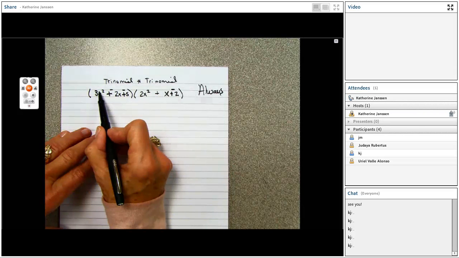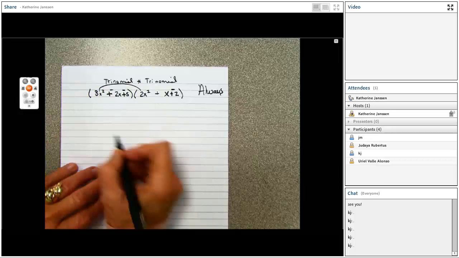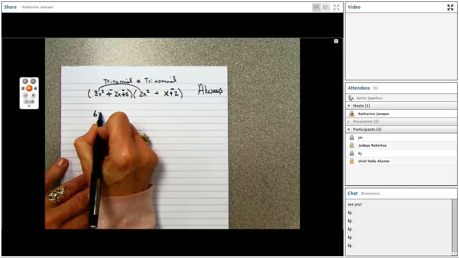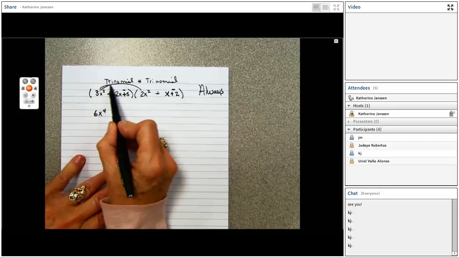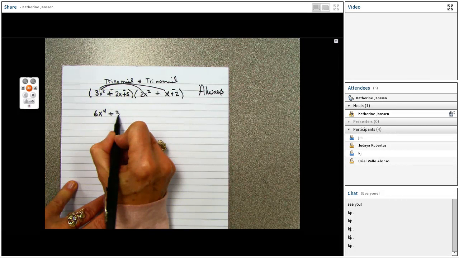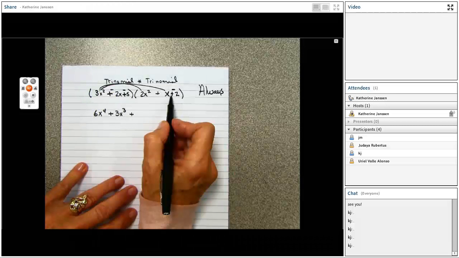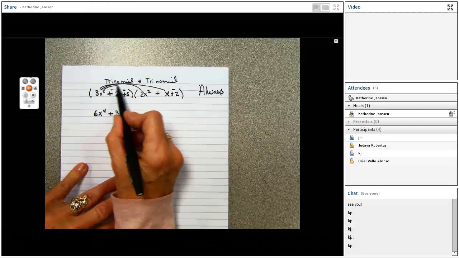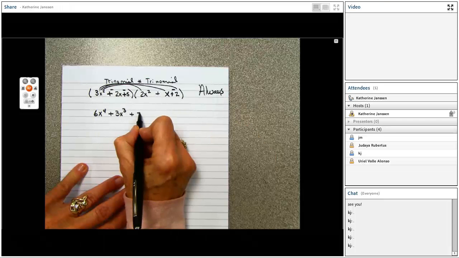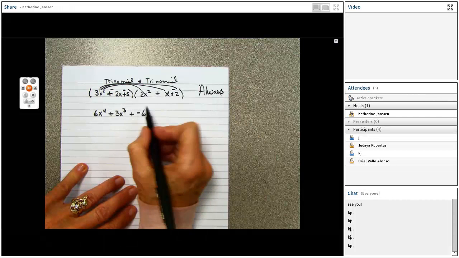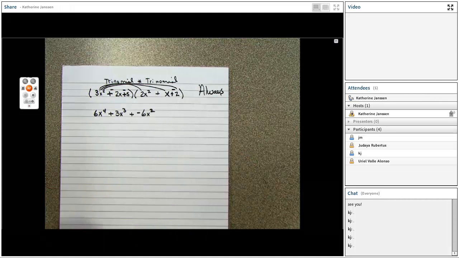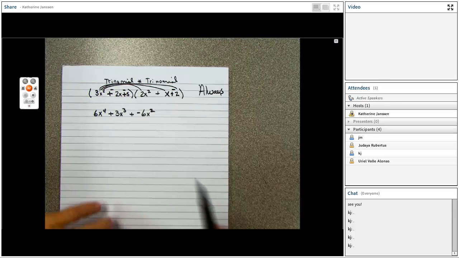So 3x squared times the first term would be 6x to the 4th. 3x squared times the next term is going to be 3x cubed. Pick up your sign, and 3x squared times a negative 2 would be a negative 6x squared. I'm going to columnize again. I have more terms to manage. It seems to be a little neater to columnize.